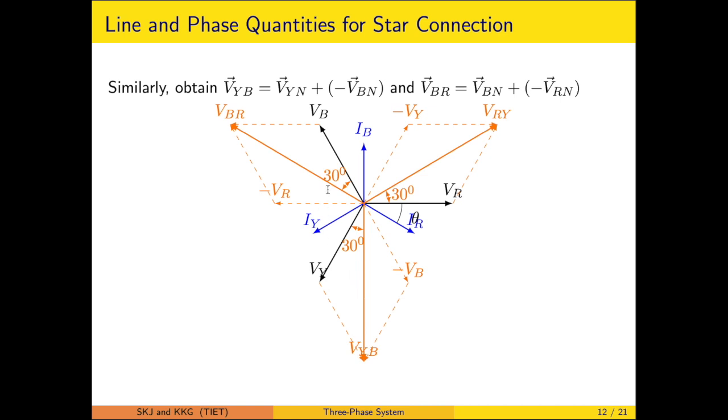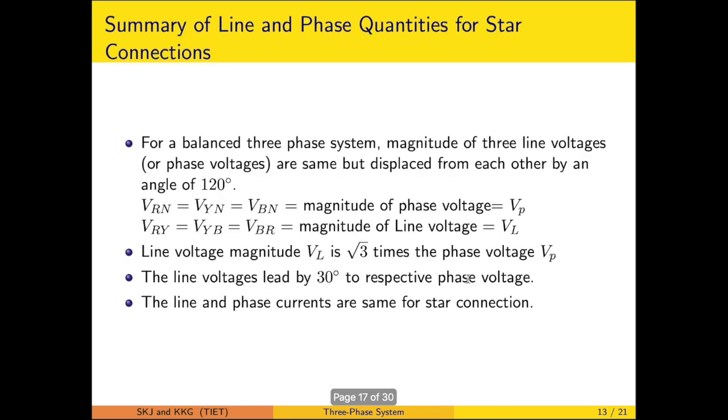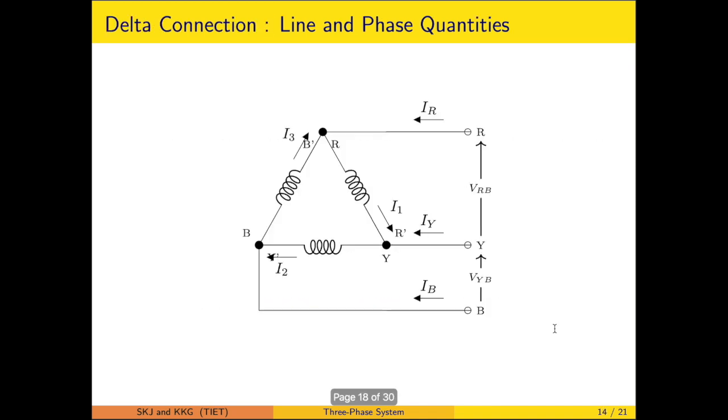VBR will be further lagging by 120 degrees to the VYB likewise. And in the star connection, the phase current will be equal to the line current. So that's why they are left unchanged. Now this we have already covered, or you can say summarized, that the line voltage magnitude is root 3 times the phase voltage that we have gone through. The line voltage leads by 30 degrees to the respective phase voltage. The line and phase currents are the same for the star connection likewise.